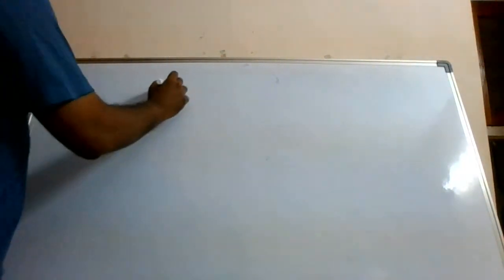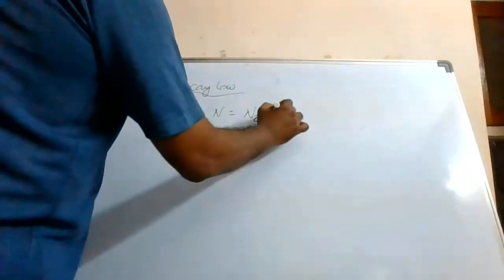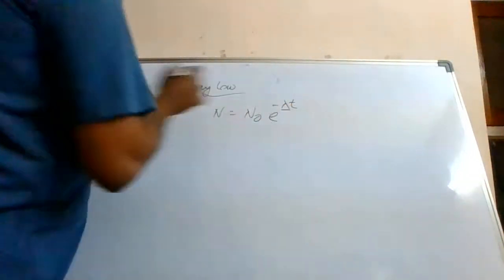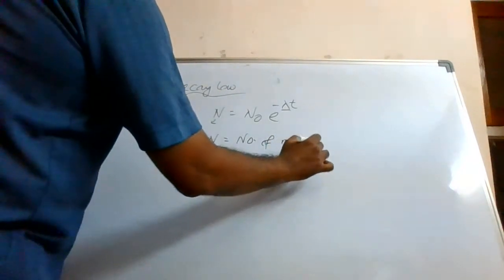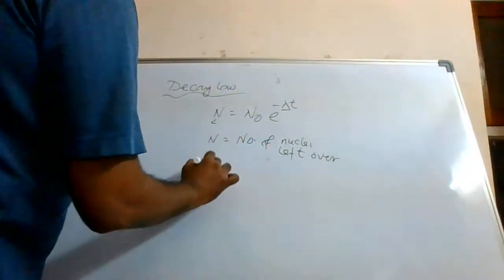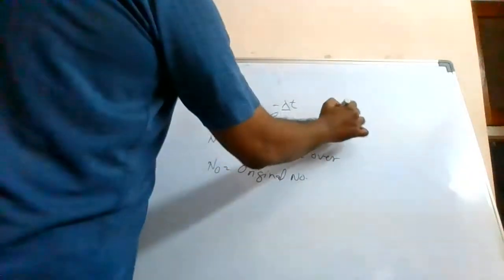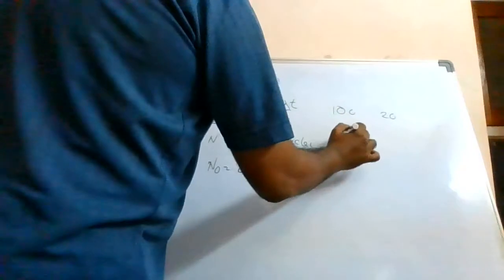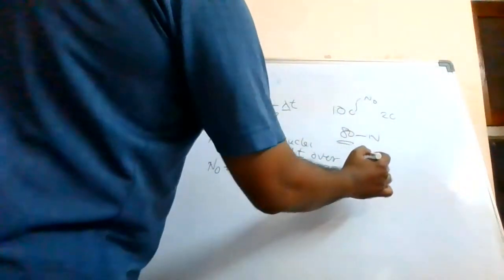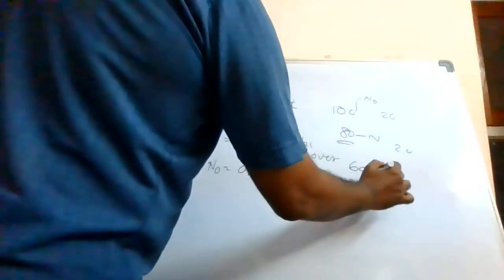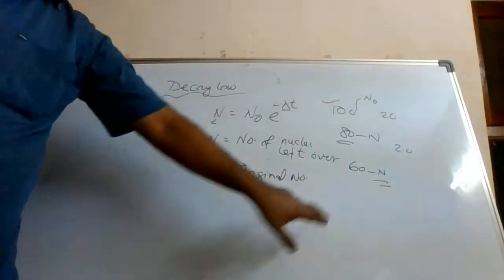In the previous class we have seen the decay law. Let me write it again: N is equal to N0 into e power minus lambda T. Now lambda is the decay constant. N is the number of nuclei leftover. N0 is the original number. I gave an example that the original number was 100. Let us say 20 decayed, so the leftover number is 80. So this is your N and this is your N0. Now another 20 decayed, 80 became 60. So the present N is this. N0 is not going to change. What is changing is N.